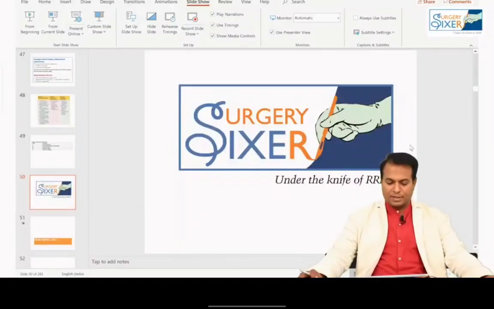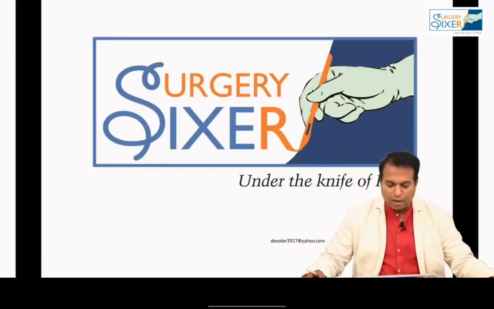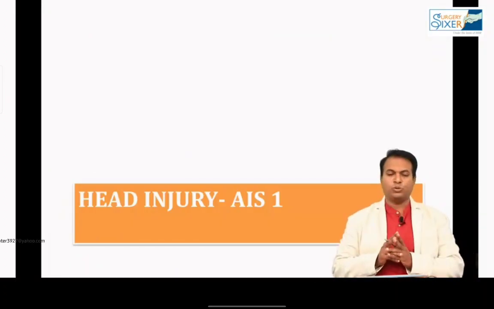Now we are going to discuss the next system in trauma, neurosurgery. The trauma part of neurosurgery we are going to discuss now. This comes under AIS 1 head injury.